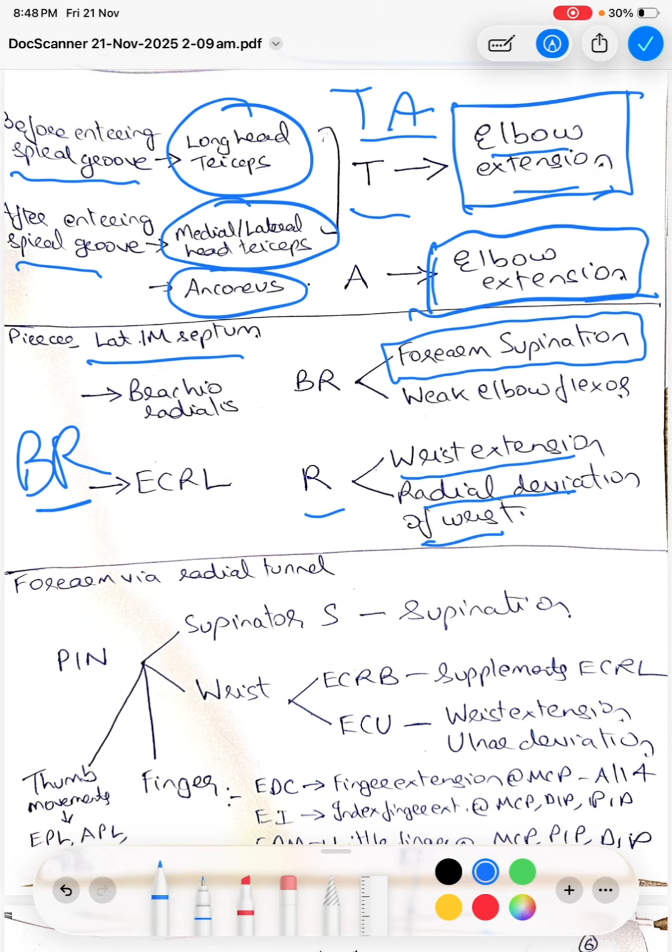Along with that, ECRB is there, but ECRB is supplied distally. ECRL supply is in the anterior compartment of the arm. Okay, after piercing the lateral intermuscular septum, it supplies brachioradialis and ECRL. So this is the function: forearm supination, wrist extension, radial deviation of the wrist. Keep this in mind. This is the key. These are the clues which we are going to discuss in the further slides.